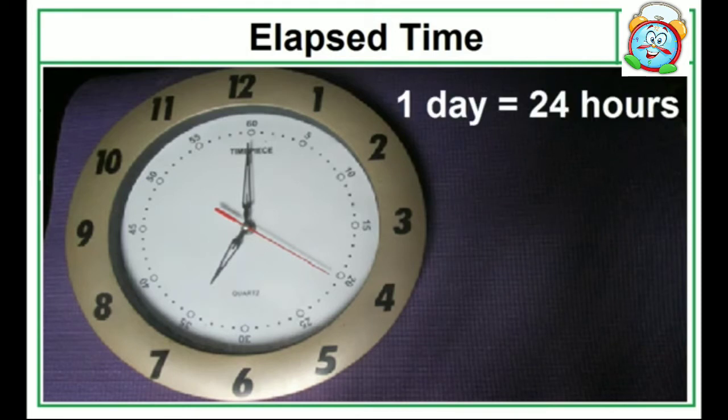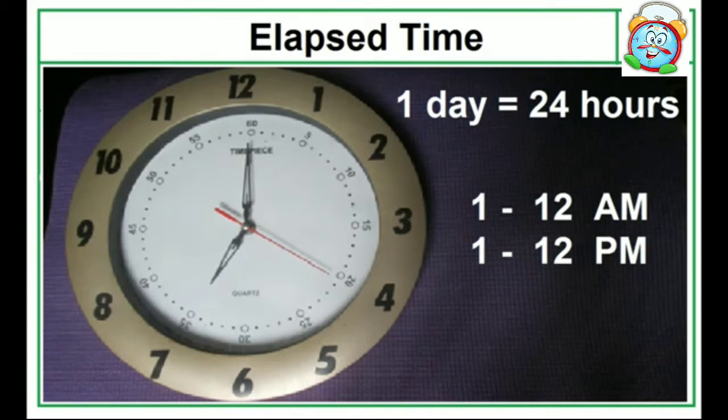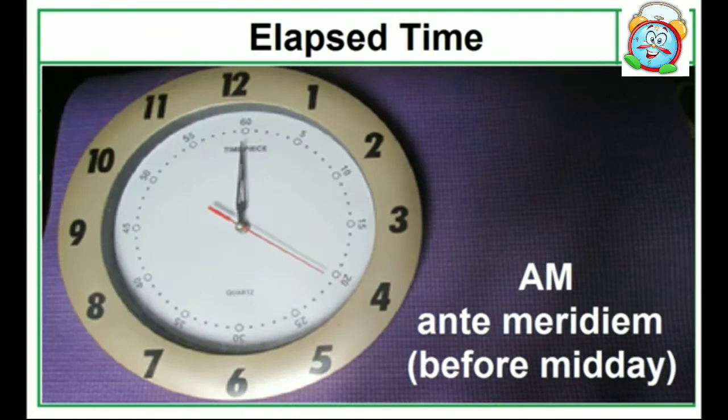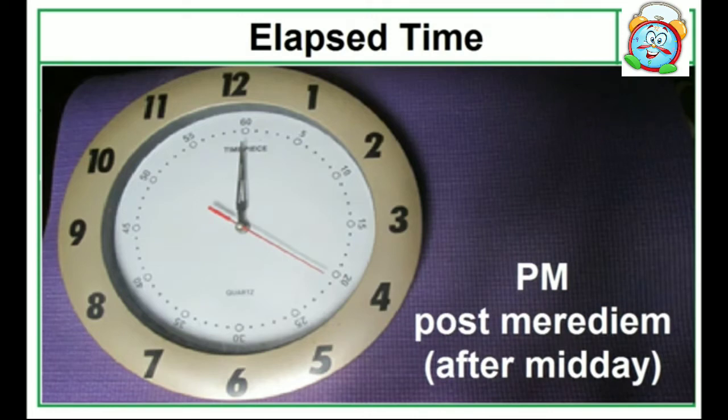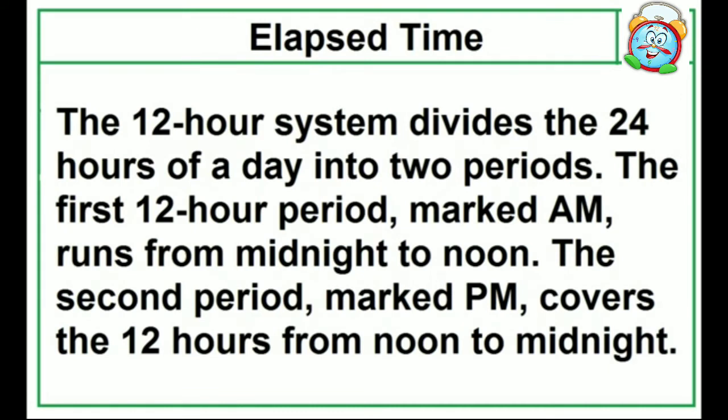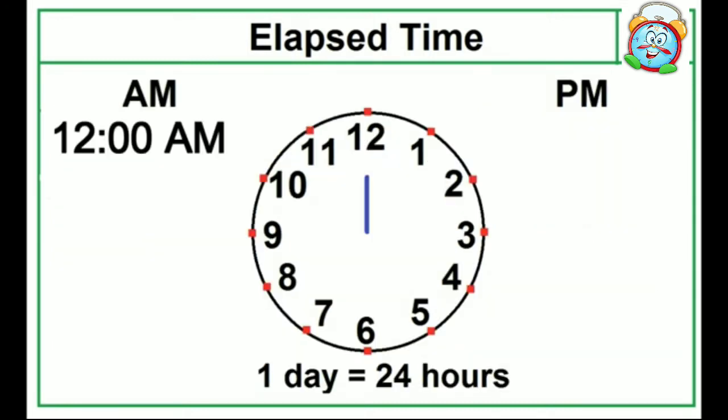A day is equal to 24 hours, which is divided into two periods of 12 hours: AM and PM, ante meridian and post meridian. The 12-hour system divides the 24 hours of a day into two periods. The first 12-hour period, marked as AM, runs from midnight to noon. The second period, marked PM, covers the 12 hours from noon to midnight.